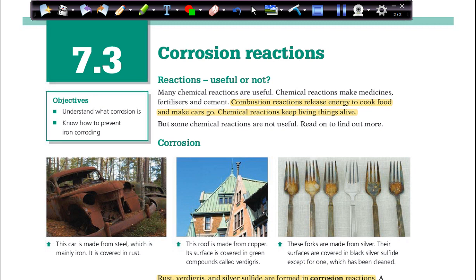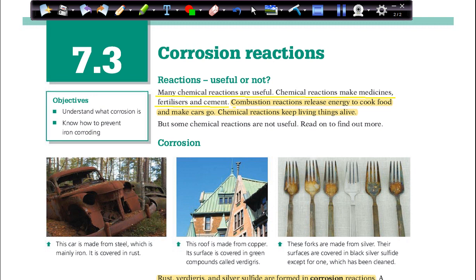So is this corrosion reaction useful or not useful? Because here we can see that the car is old, broken, and rusty. So is it useful for the metal or not? Many chemical reactions are useful. Chemical reactions make medicines. So this is one of the uses of chemical reactions. Fertilizers and cement: we also use chemical reactions for making cement and making fertilizers.